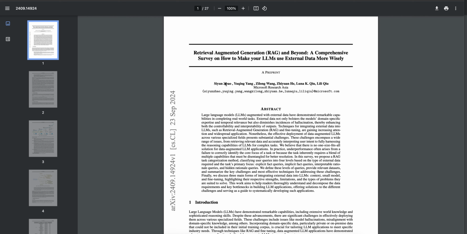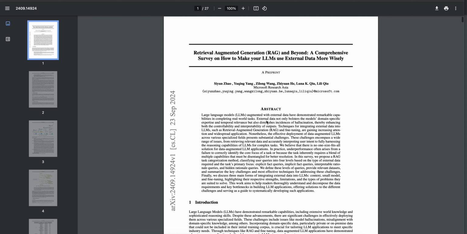Overall, this paper is a survey about the RAG pipeline that we already know. We have talked about it previously in a lot of videos, and it is a comprehensive survey on how to make your LLMs use external data more wisely. Now, the best part is they have divided the paper into four specific types of differentiation for the query part. Cool. I think we can start now.